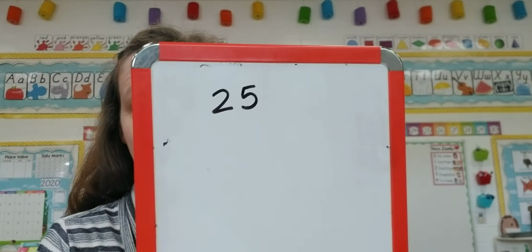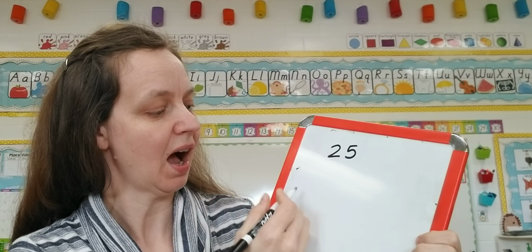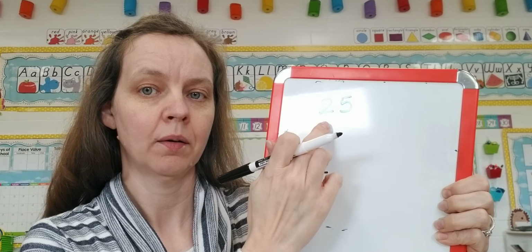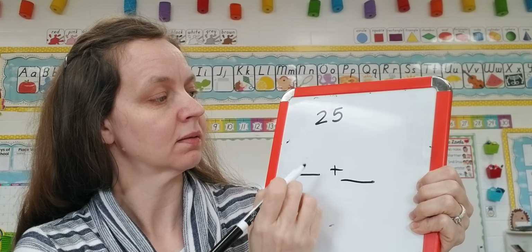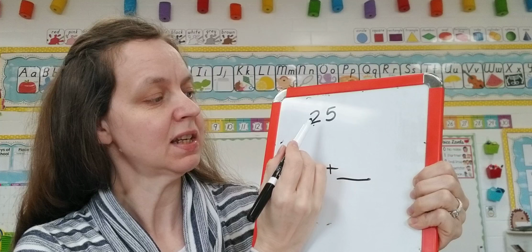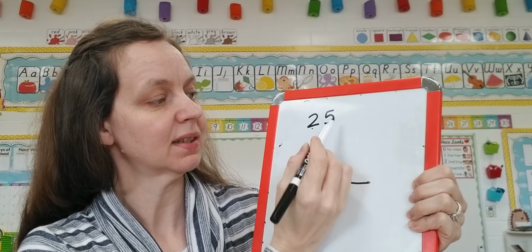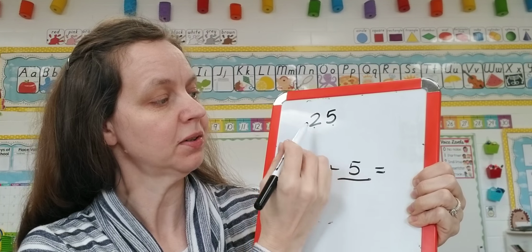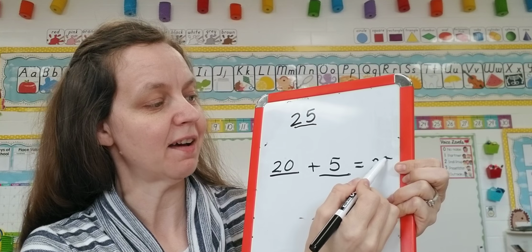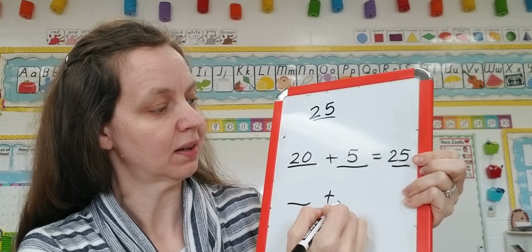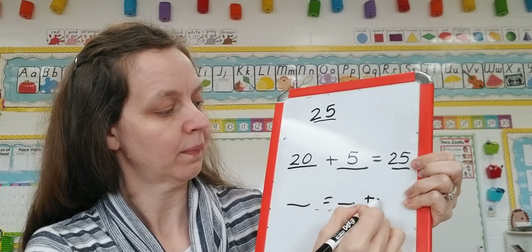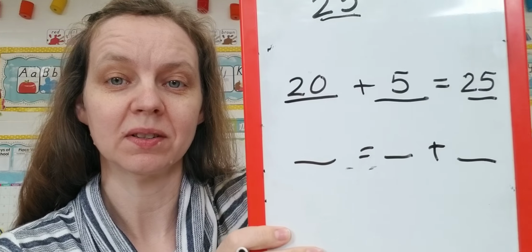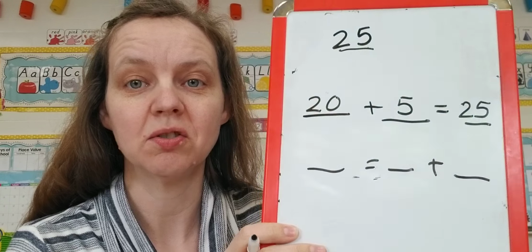Did you get 25? Good. What's my tens going to be? And what are my ones? This is the tens, so we have 20 plus 5 equals, what's our number? 25. All right, now turn it around. Write it exactly backwards. You write it, and then I'm going to write it, and you check it. Make sure yours looks like mine.